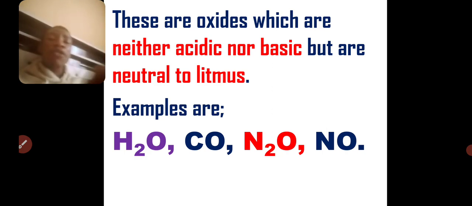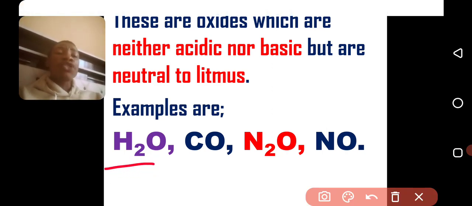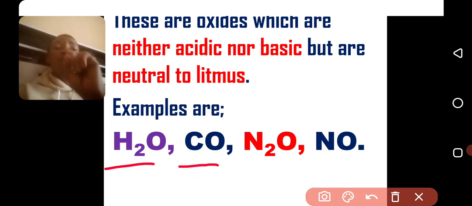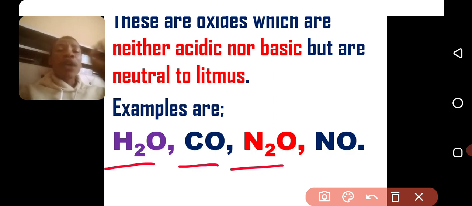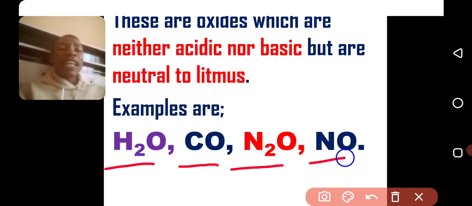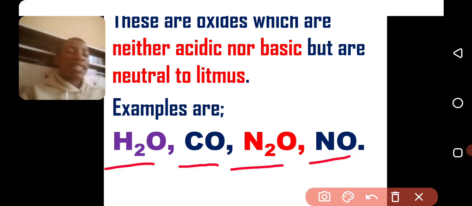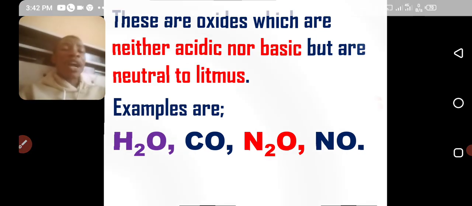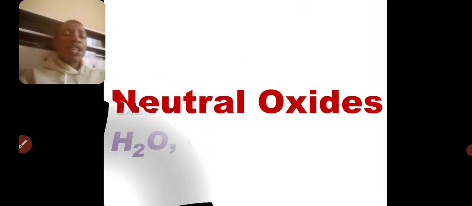Examples of those neutral oxides are H2O, that's water, CO, carbon 2 oxide, N2O, nitrogen 1 oxide, the one you call laughing gas, then NO, nitrogen 2 oxide. So all these are neutral oxides. They are not acidic, they are not basic, but they are neutral to litmus.